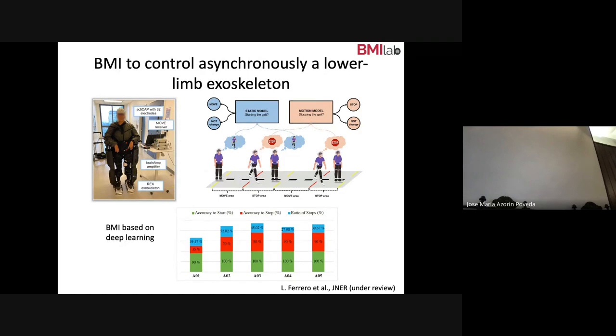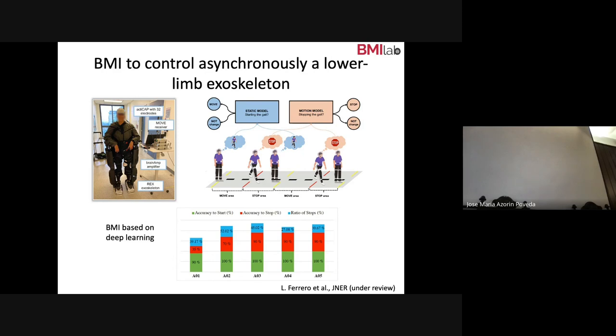But also, we realized in the previous projects that it's very hard for people to be thinking about moving their leg all the time. Imagine that you have to walk along a corridor for 30 seconds, and all that time you have to think about your legs, because otherwise you are going to be stopped. It's very hard for people. So we decided to change that. Now, when I want, I start to think about the imagination of my leg. And when I do that, automatically, the exoskeleton moves. From that moment, I can be relaxed. And if I want to stop the exoskeleton, I have to think again about stopping.